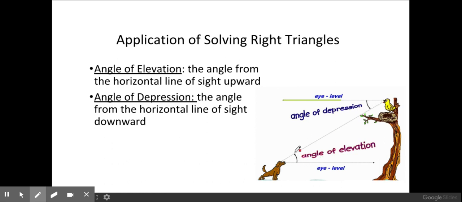So this angle going from where he would be looking straight ahead to the bird, that is the angle of elevation. Now, on the other hand, the bird who's up here, his horizontal line of sight is right here, and the angle of depression looking down at the dog goes down this way. So it's always the angle from the horizontal line of sight to where they're looking, whether it be up or down.